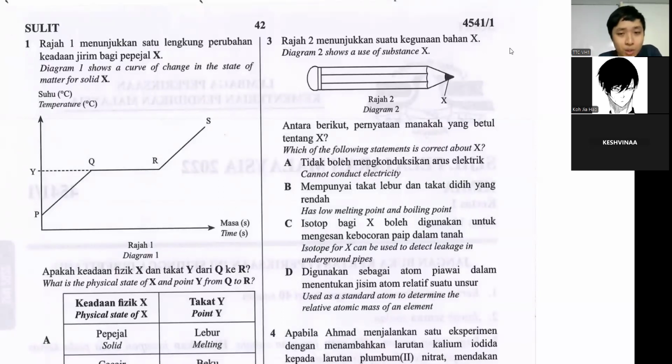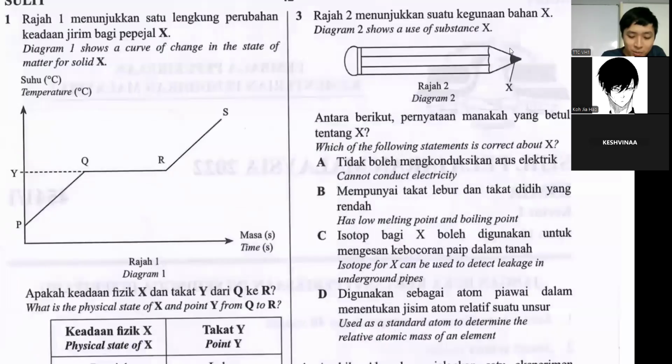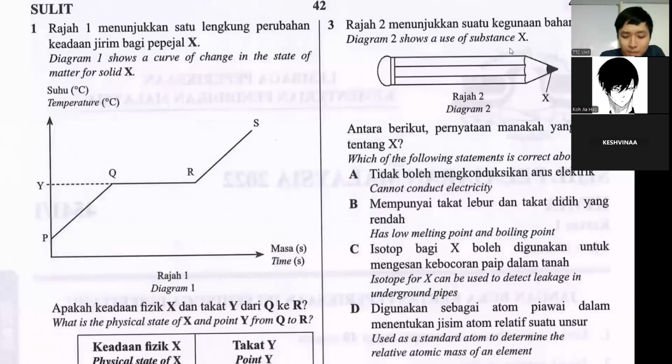Actually, SPM 2022 is a bit challenging for objective questions, so let's straight away look into that. Diagram one shows the curve of change in the state of matter for solid X. If you see the graph like this, it means heating. You notice heating because the temperature increases from P degrees Celsius to S.